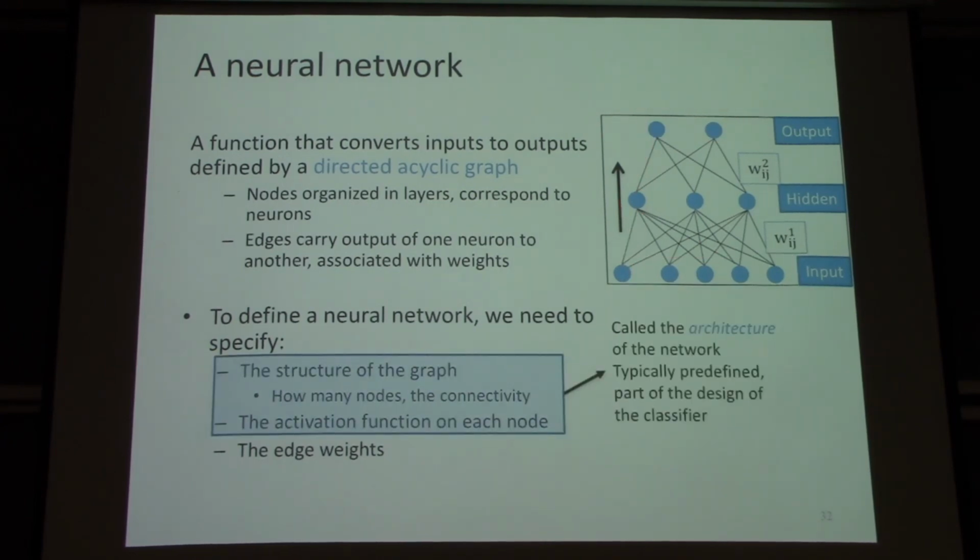Typically, the structure of the graph and the activations are together called the architecture, and more often than not, the architecture of the network is predefined. It's part of the classifier design. You can think of it as you choose the architecture by cross-validation, say. The job of learning is to discover the best weights for a particular architecture. That's what the backpropagation algorithm will give us. So together, the architecture and the weights give us one neural network.